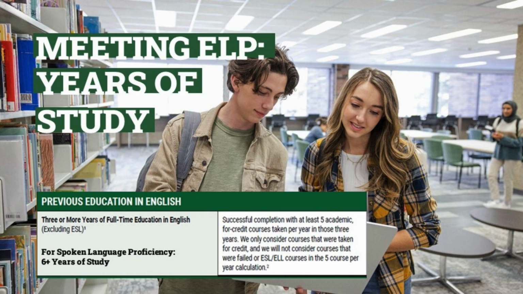So we're going to start with years of study. Years of study is a little bit complex in that we're looking at 3 or more years. So 3 or more years of full-time study in English. Now the conditions to these is that you must have completed at least 5 4-credit courses per year in those 3 years. That calculation excludes any ESL or ELL courses.